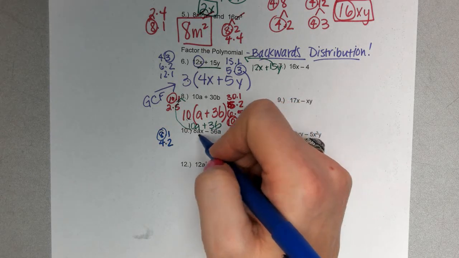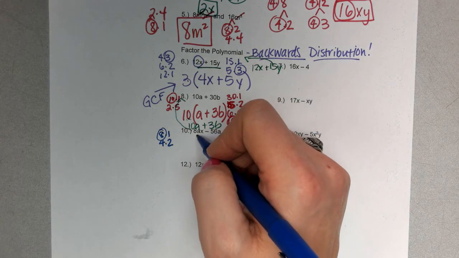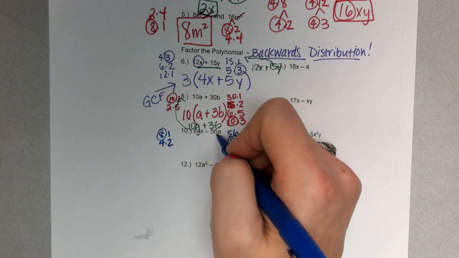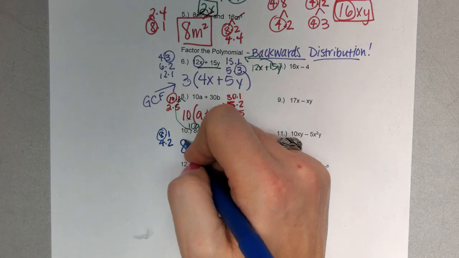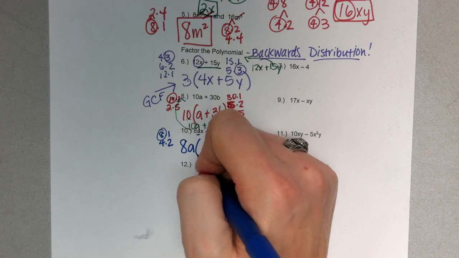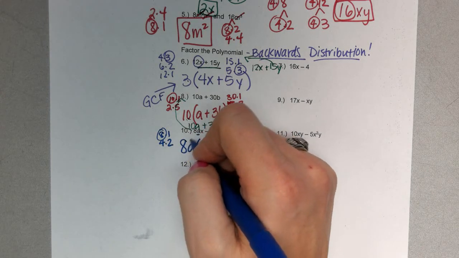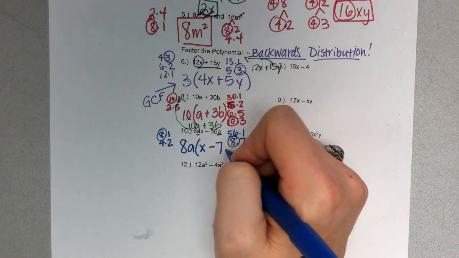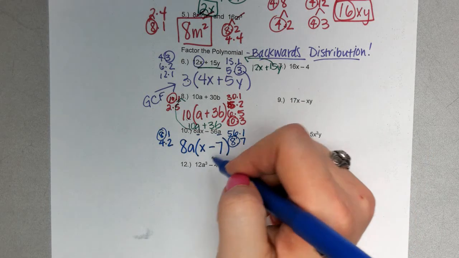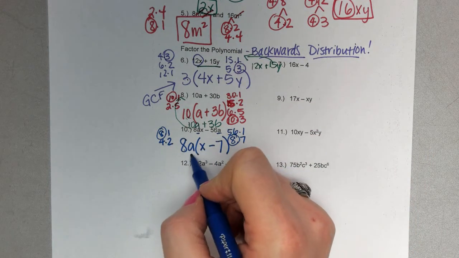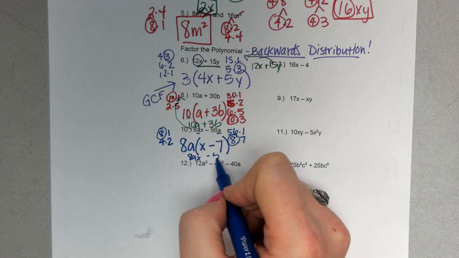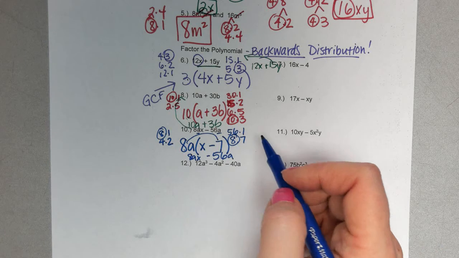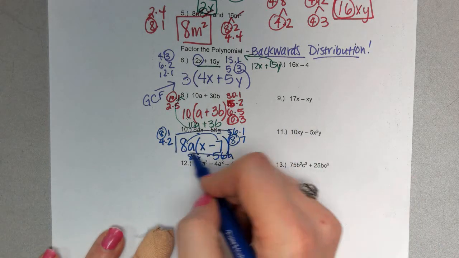So now let's look at the letters. Well, here we have an 8ax and a 56a. Well, they also have an a in common. So we're going to actually pull out not just the 8, but an 8a. And we're going to put x, because 8a times x is 8ax, and a negative 7 here. So now if we were to check it, we would get 8ax minus 56a. You distribute that, okay? So this would be your answer.